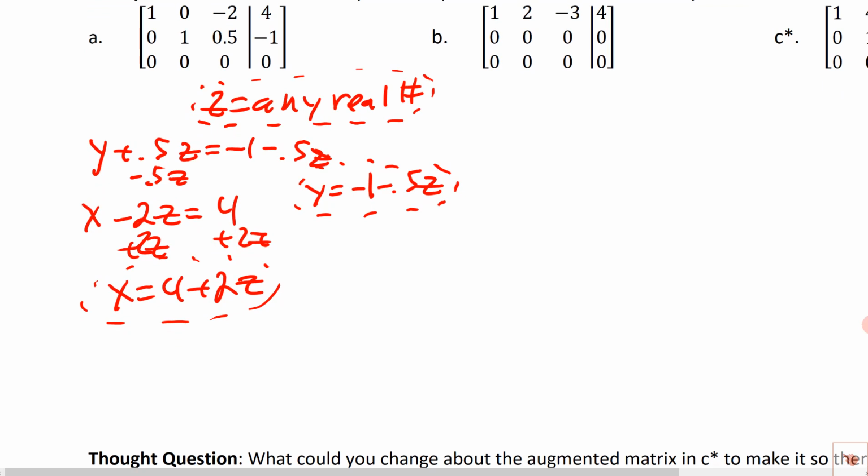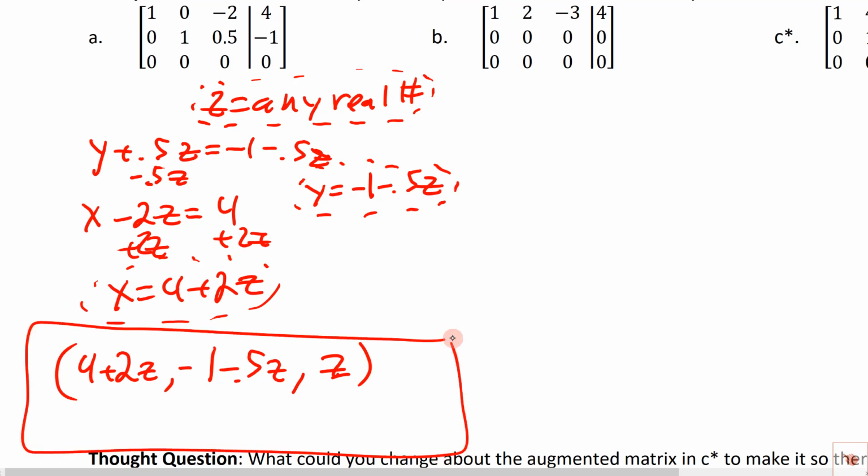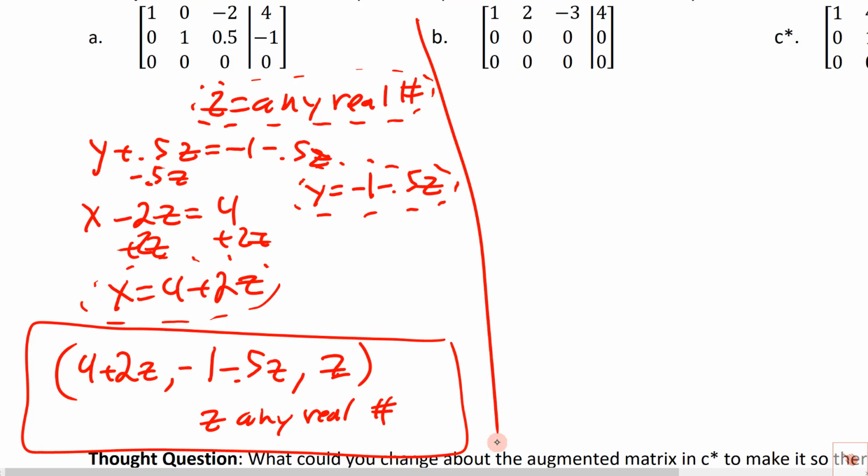So this is still an ordered triple. So let's write down what x is. X is 4 plus 2z, comma, y is -1 minus 0.5z, and I'm okay with the variables there. And then we're going to do a comma, and then z is any real number. Now, we've got this written up here, but if you were to write it like this, it might be good to put everything in one place and just say z, any real number. Any questions?